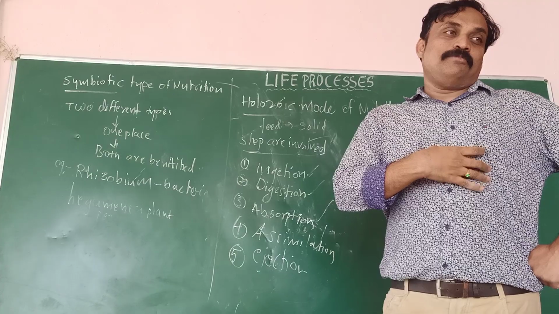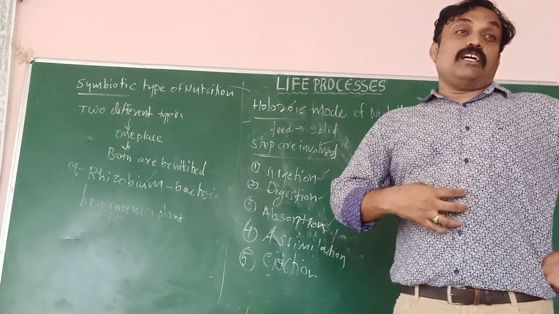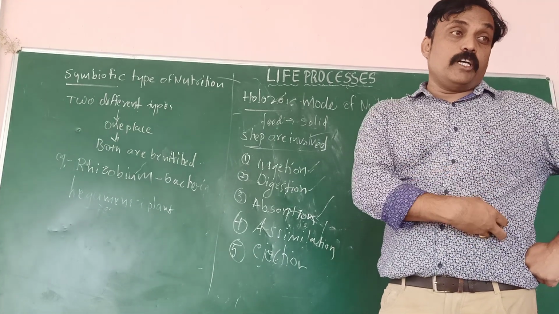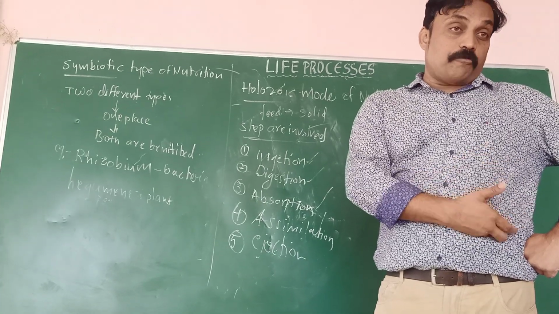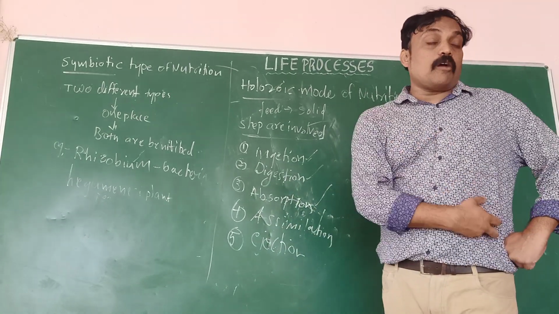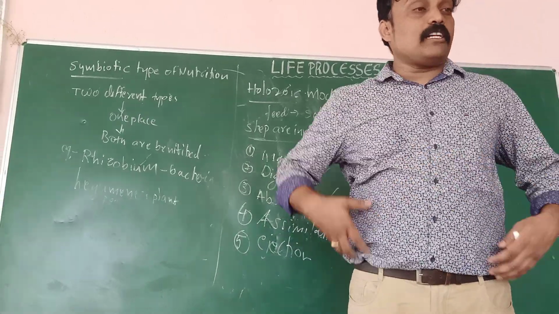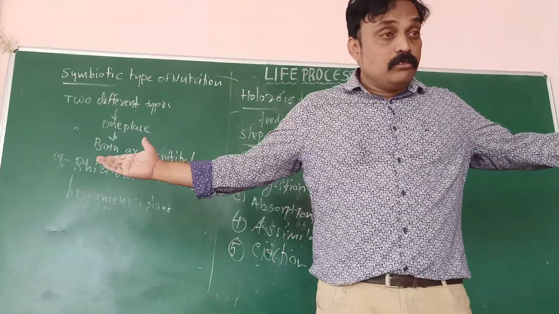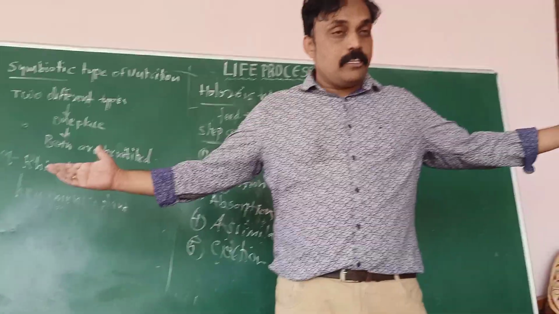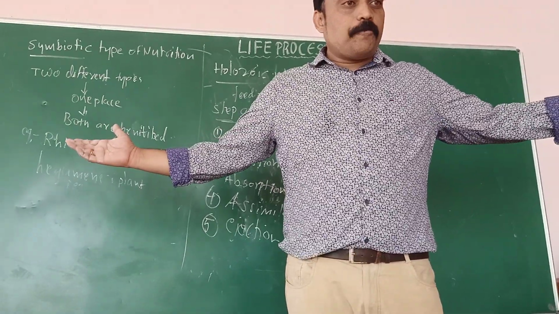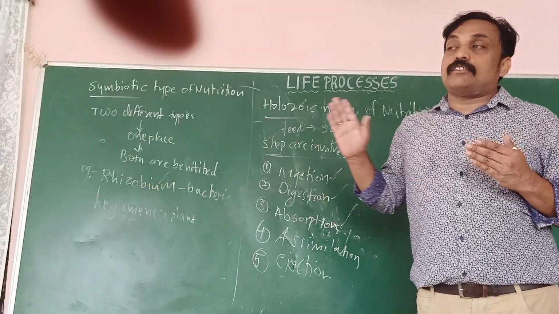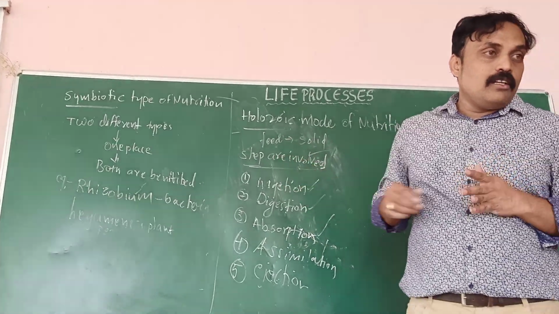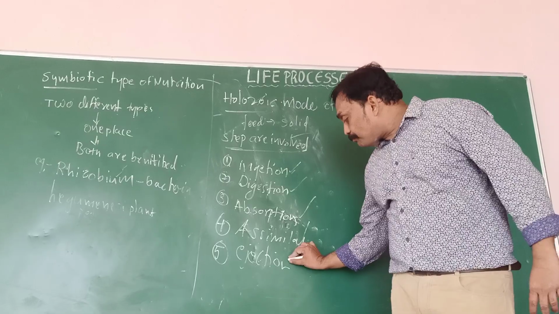Ingestion. After ingestion, what happens? Digestion. After digestion, what happens? Absorption. Whatever digested food enters into the blood. After absorption, what happens? The digested food materials are useful for various functions in my body, metabolic activities. After that? Assimilation. What happened? Whatever undigested food materials are sent outside the body, that is what we call egestion.